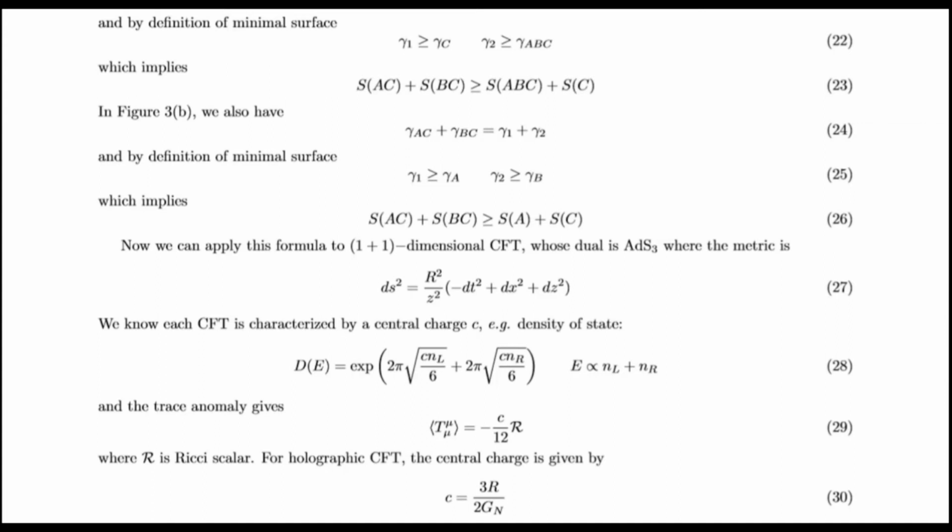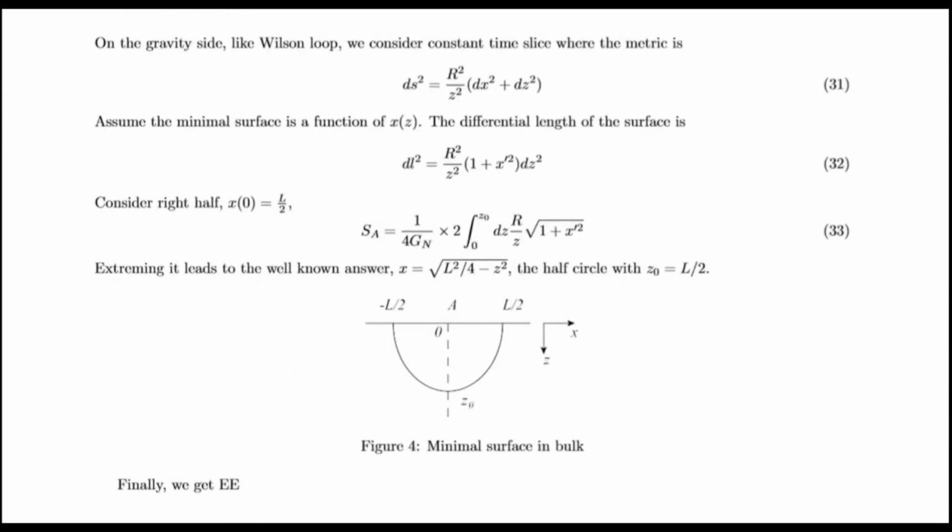We know each CFT is characterized by a central charge c, density of states, and the trace anomaly gives this, where R is the Ricci scalar. For a holographic CFT, the central charge is given by this. On the gravity side, we consider a constant time slice where the metric is, and assume the minimal surface is a function of x.